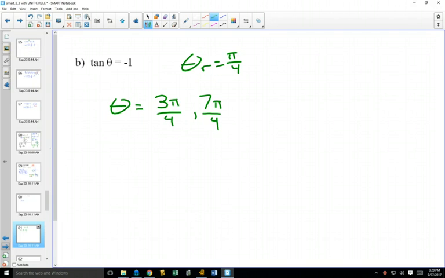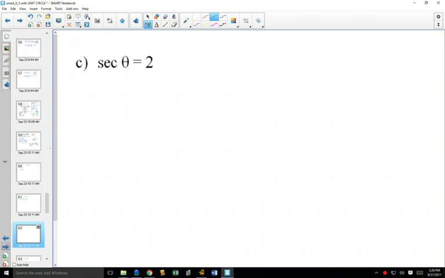So if the values are on your unit circle, solving these equations can be very quick, because you can immediately know your reference angle and immediately know your answers. Now, not always going to be on the unit circle. We'll get some that are part way on the unit circle.